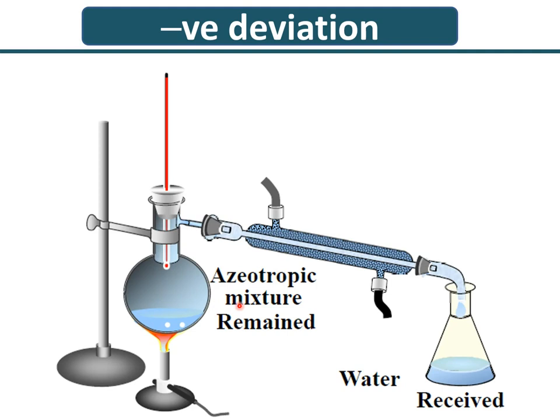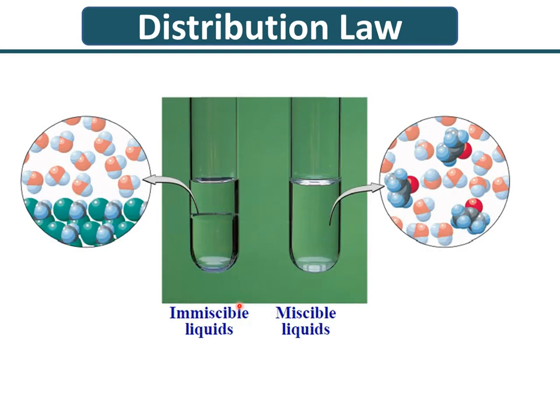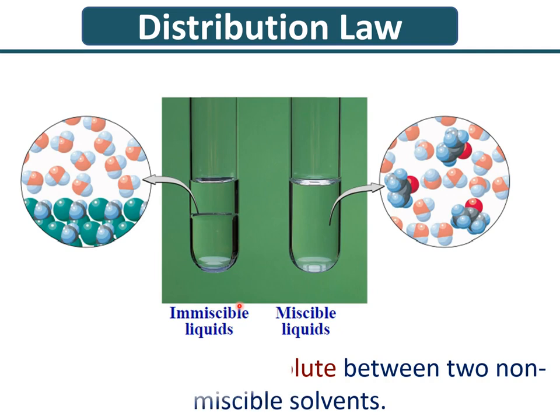This was an example for the negative deviation from the ideal solution. Another topic that we need to cover in this lecture as well is the distribution of inorganic salts or anionic salts between two immiscible liquids. Look at this image.